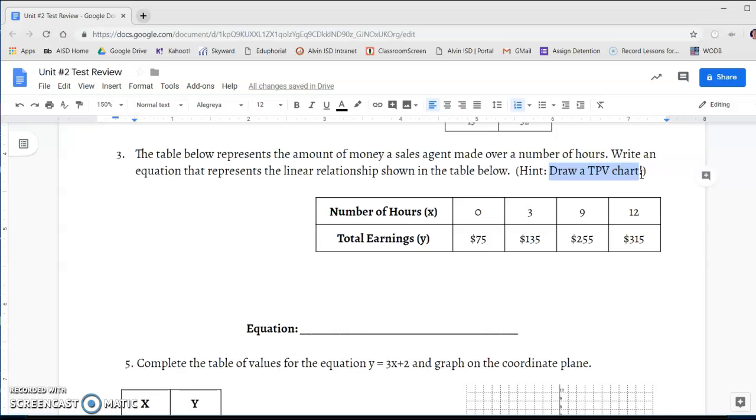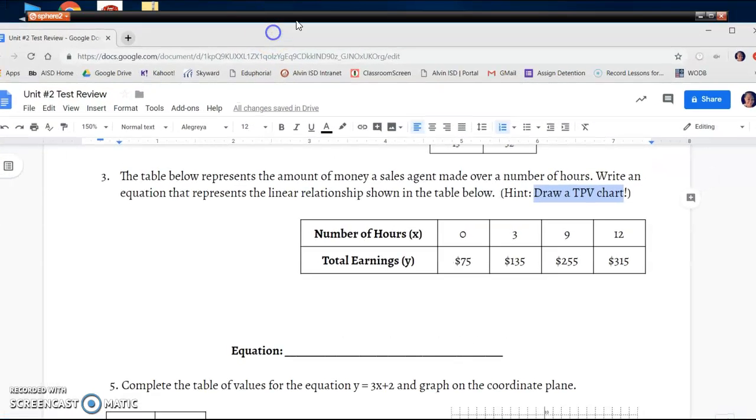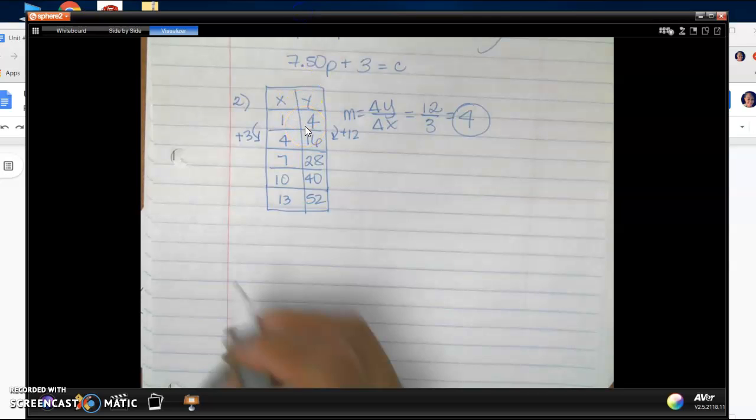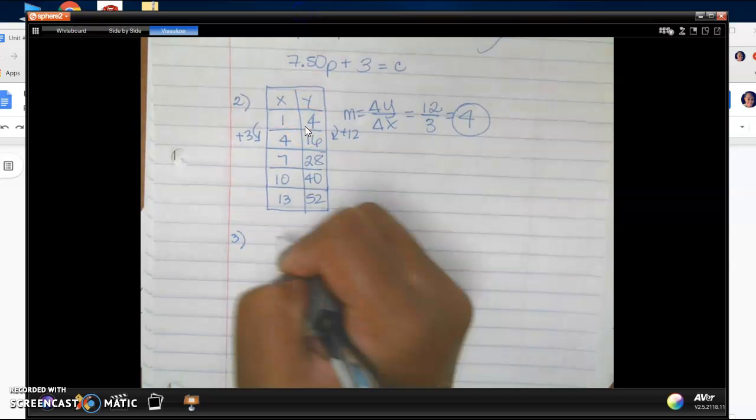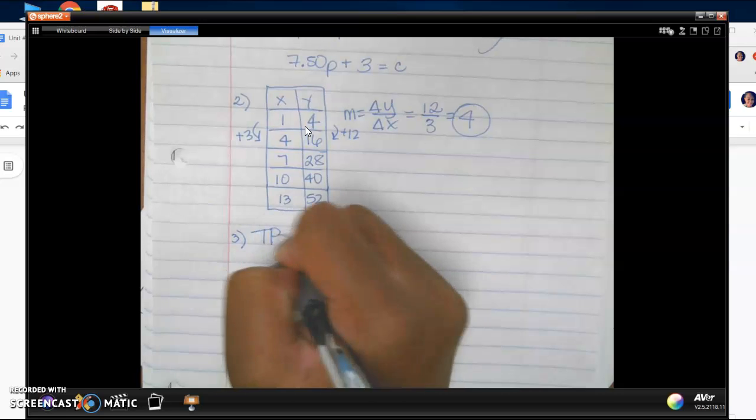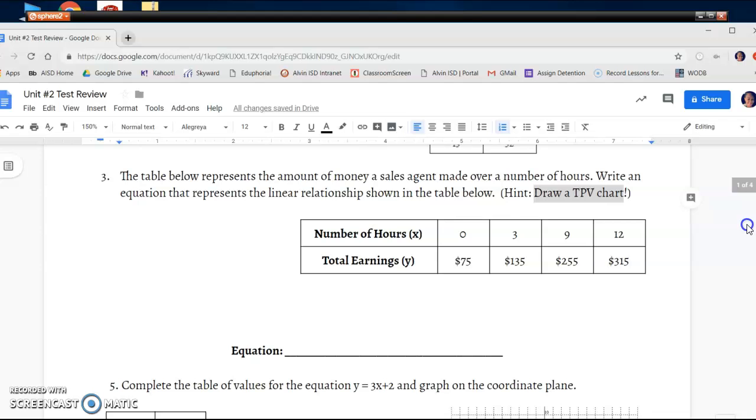Okay, I told y'all these weren't going anywhere, so we need to know how to do so. TPV chart, flip back in your notes. What do they look like? Term, process, and value. Go ahead and make one. You need your terms, your process, and your values.